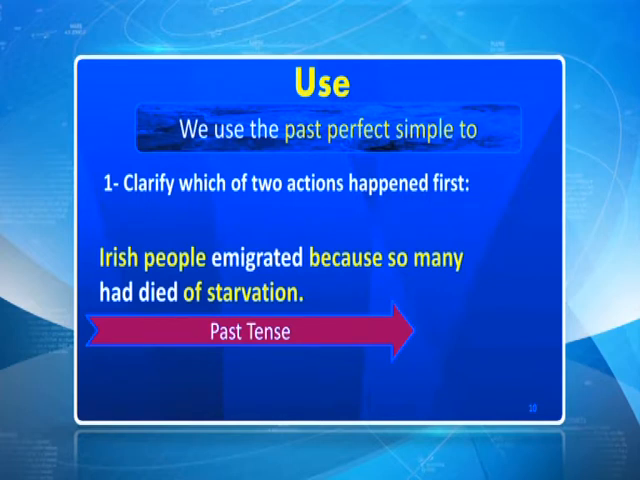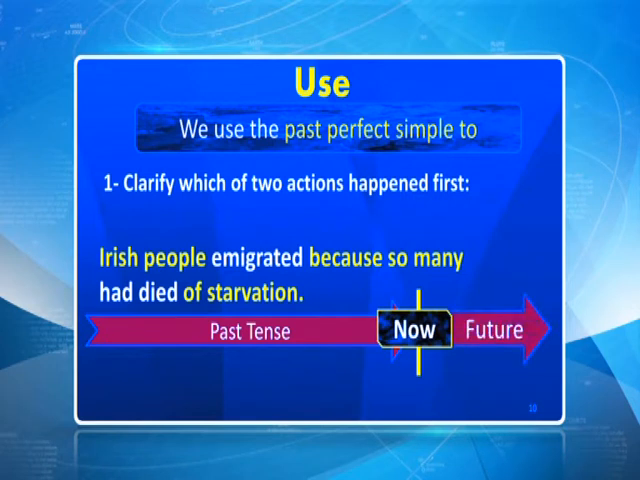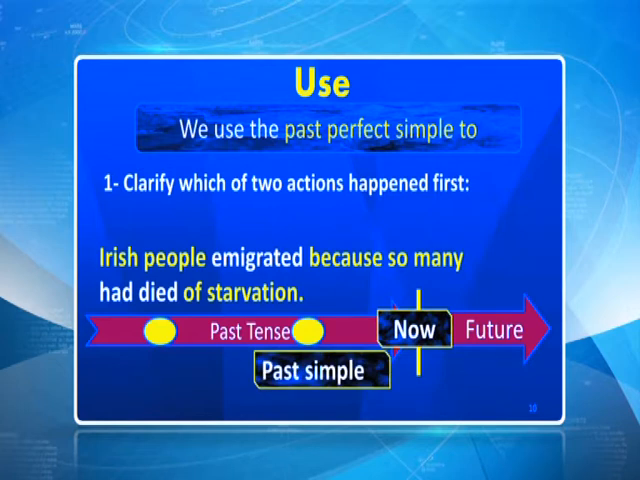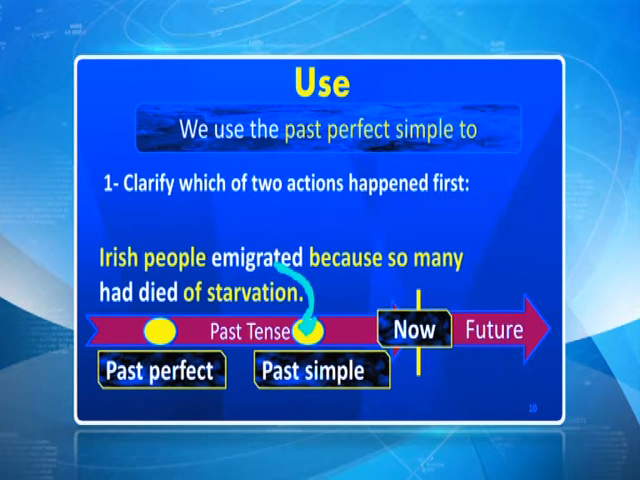Let's use this timeline. Here I define the present. This is the future. So Irish people emigrated. We have the verb to emigrate and the verb to die. Which one happened before the other? Of course, the nearest one to the present is the past simple, which is the verb emigrated. And this must be put in the past perfect.